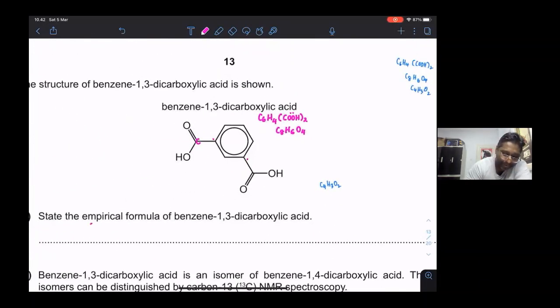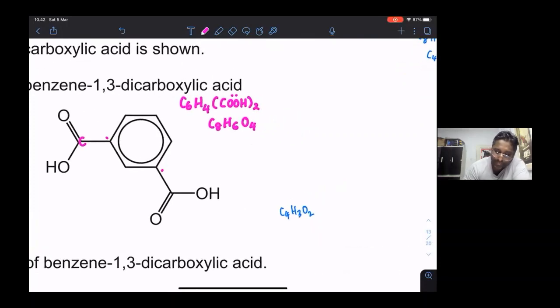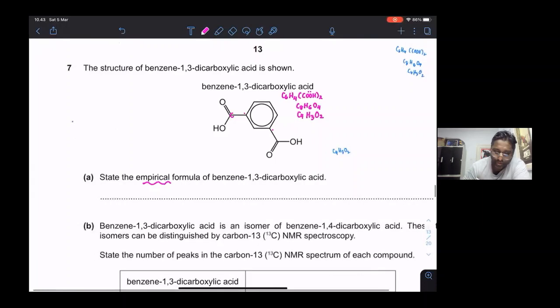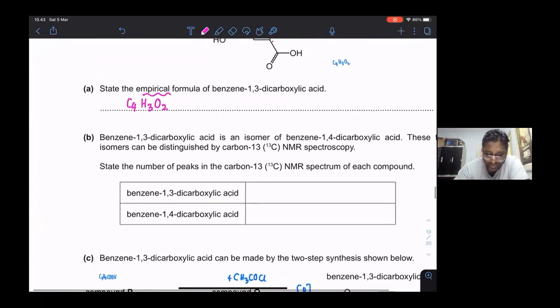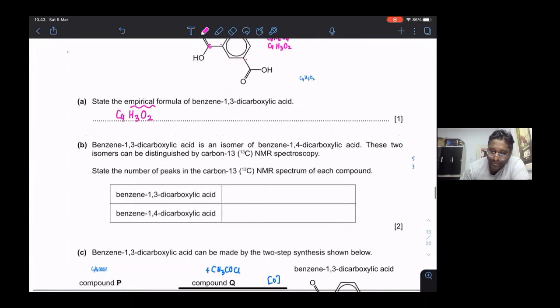They want the empirical formula. When I look here, everything can be divided by 2, so it's going to be C4H3O2. That is going to be your empirical formula. C4H3O2 cannot be divided anymore, the simplest ratio. Now, benzene-1,3-dicarboxylic acid is an isomer of benzene-1,4-dicarboxylic acid.